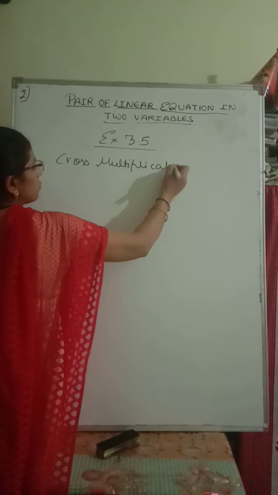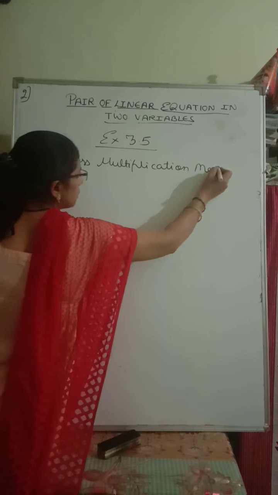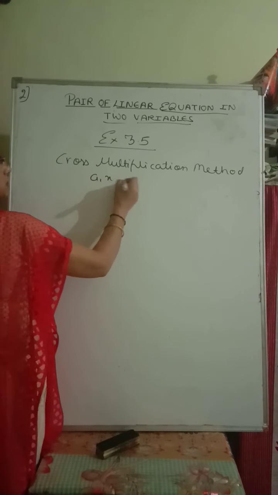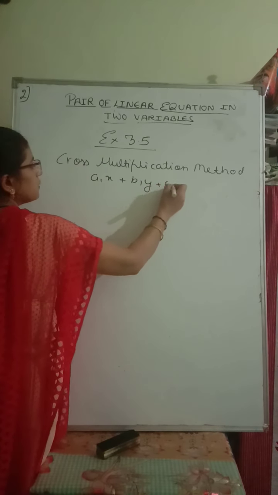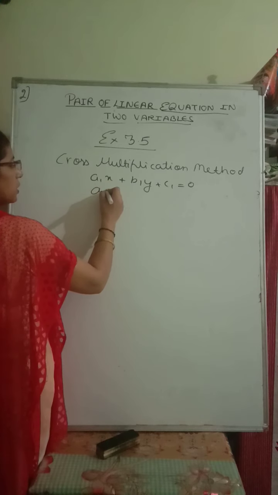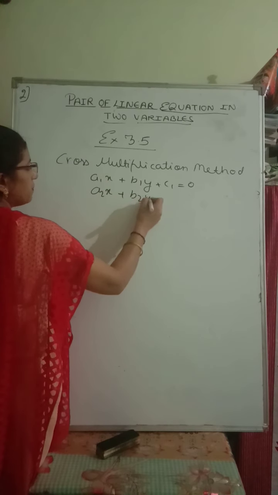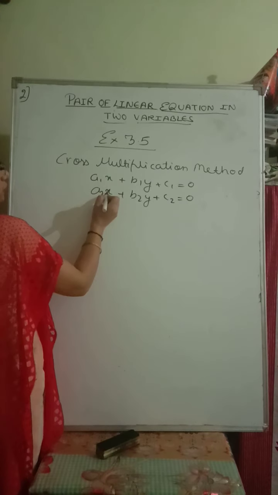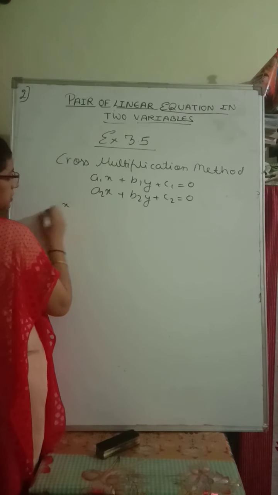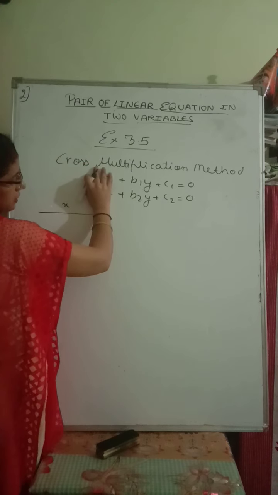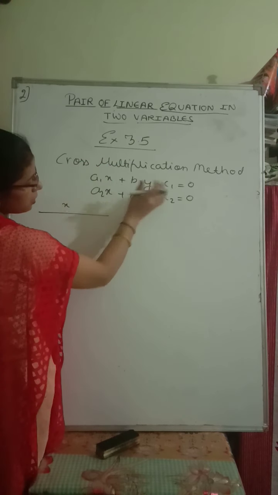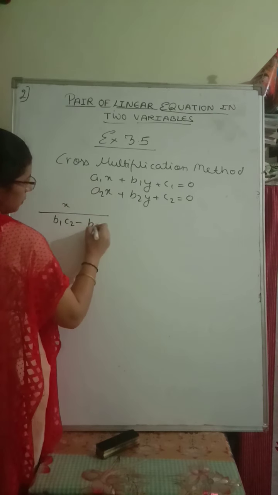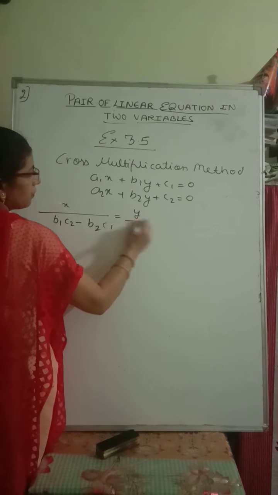In the cross multiplication method, you have a pair of linear equations, a1x plus b1y plus c1 equals 0, and the second equation a2x plus b2y plus c2 equals 0. This you know already. So what is the coefficient of x? We will write x upon, hide this coefficient, you see b1c2 minus b2c1, equals y upon, hide this.